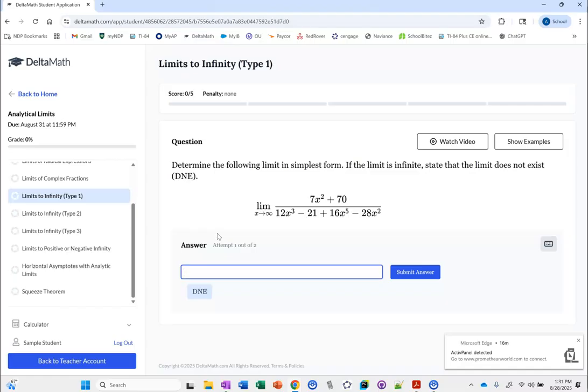Everybody good with that? So if the bottom is growing faster than the top, the bottom's going to get very, very big compared to the top staying relatively small. If you have a little number over a big number, that's going to zero. So that would be all I would do here. I'm not writing anything down. There's no work to show. All I'm doing is thinking about this in my head.